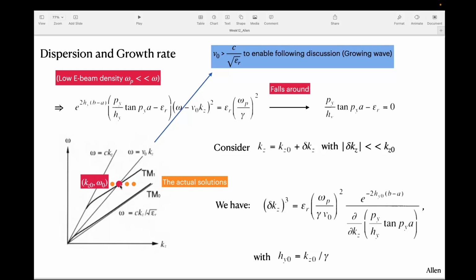So here we consider that if the plasma frequency equals 0, the wavenumber is kz0, and we consider delta kz, which is the small deviation from this point but with the same frequency here. We can plug this kz into this term, then we can get the corresponding solution to be like here, where the hy0 is actually kz0 divided by the Lorentz factor.